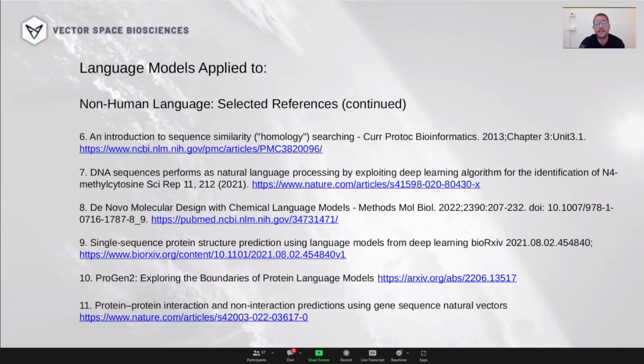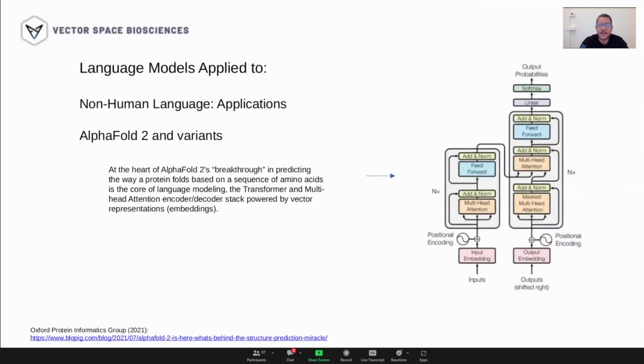When you look at DNA sequences, for example, look at number 7 here, this reference, DNA sequences perform as a natural language processing by exploiting deep learning algorithms to identify methacetylene. And when you look at de novo molecular design and chemical language models, when you look at sequence-based protein structure prediction using language models, you then eventually wind up at AlphaFold 2. At the heart of AlphaFold 2's breakthrough in predicting the way protein folds, based on a sequence of amino acids, at the core of that is the language model, or the transformer, or multi-head attention encoder decoder stack, all powered by vector representations or embeddings.